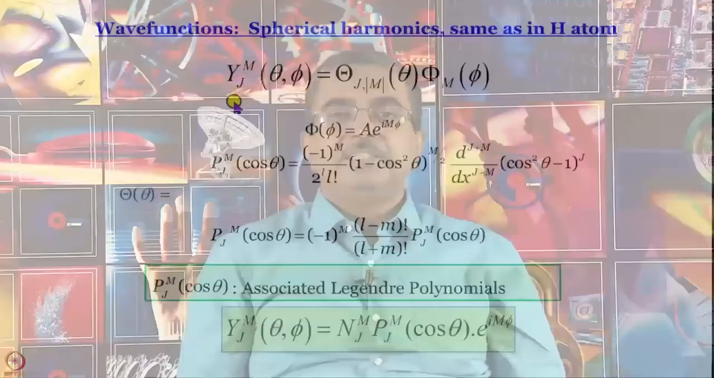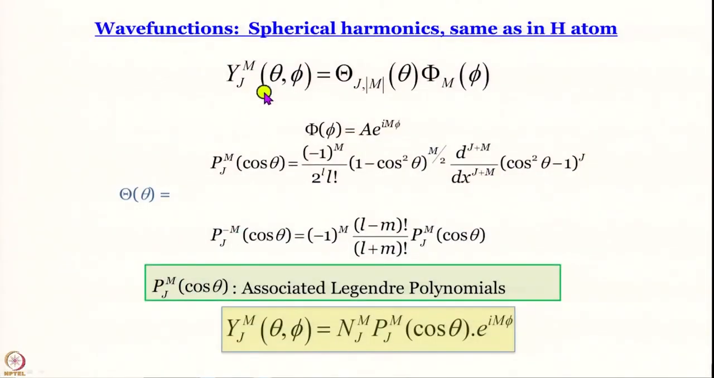For the rigid rotor, we have discussed how one can set up the Schrodinger equation starting from the square of the angular momentum operator, and we have worked out the phi dependent part, and we have given you the answer for the theta dependent part. The wave function essentially is the spherical harmonics, Y(theta, phi), which is the theta dependent part multiplied by the phi dependent part.